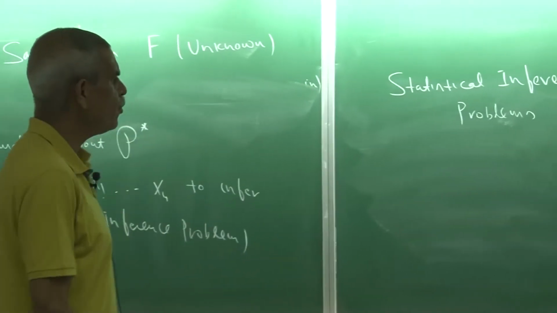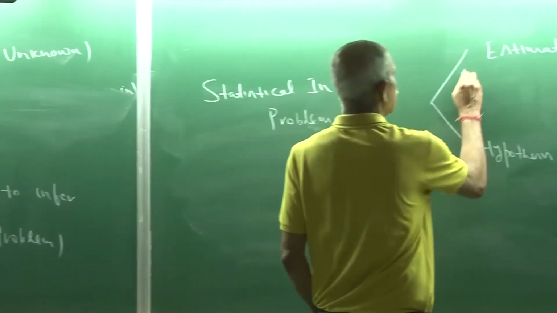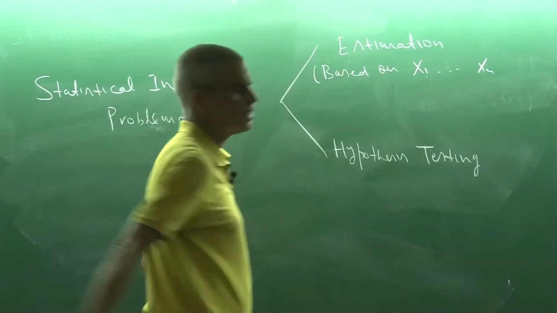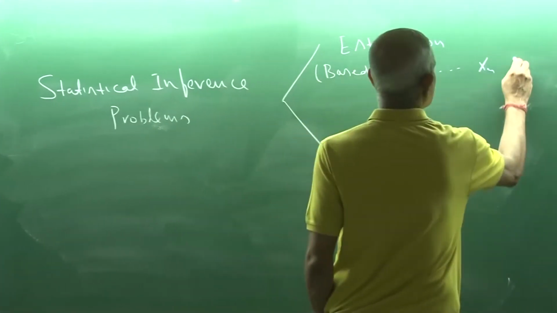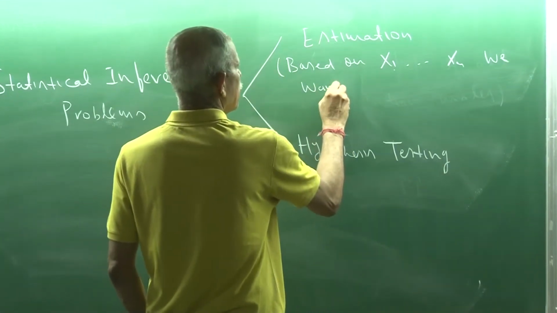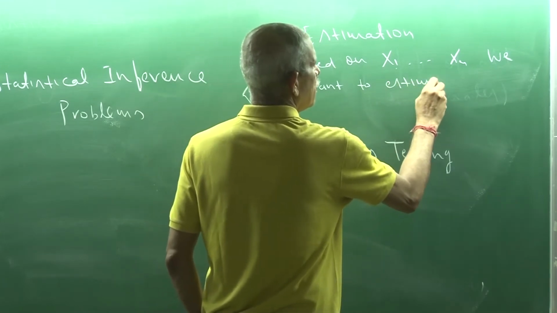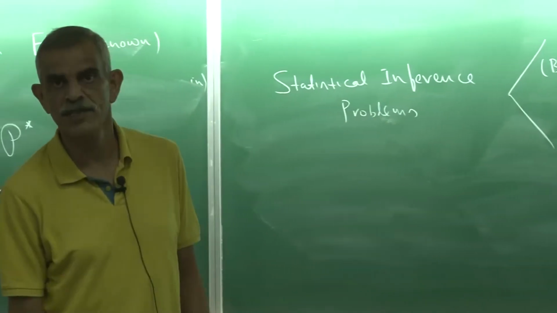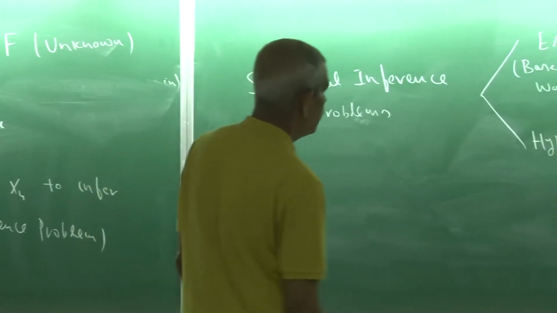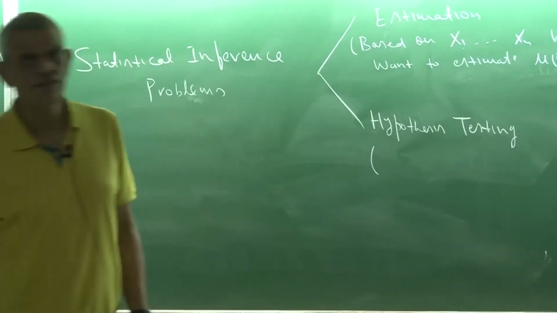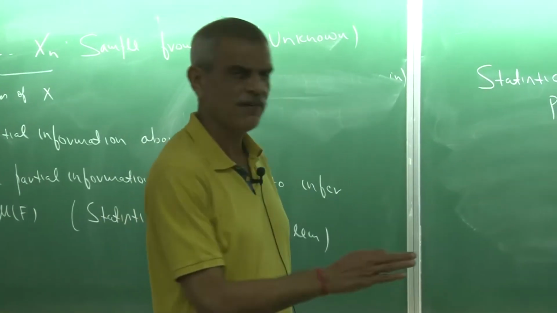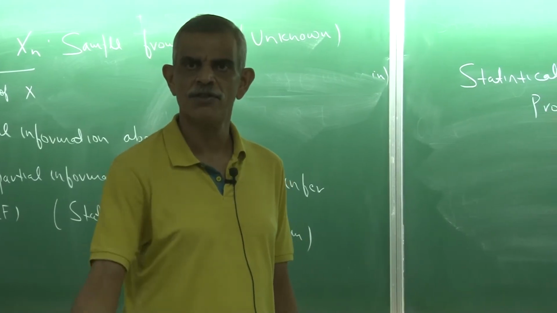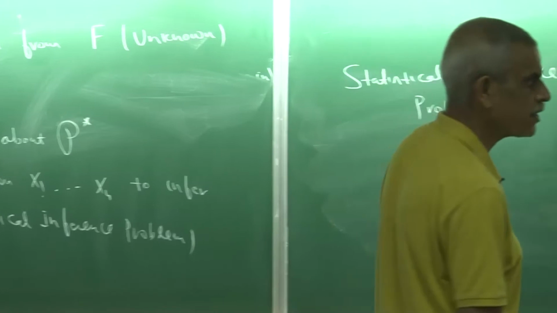What you do in estimation is, based on the partial information x1, x2, xn, we want to estimate mu of f, which is the unknown characteristic about the population. For example, mu of f could be the mean of f, which is unknown to us. What do you do in the hypothesis testing problem? You are given a statement, a hypothesis, and you are interested in testing whether the given hypothesis or statement about mu of f is correct or not.